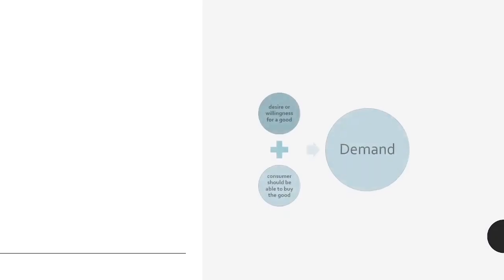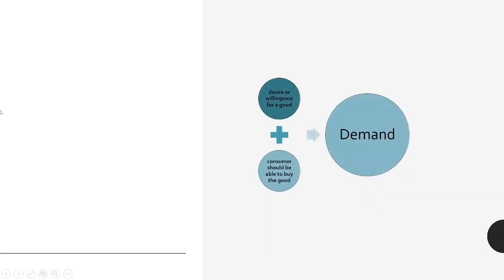The first topic is demand. So what is demand? We hear demand every now and then, like demand for this good. But what is demand? Demand is desire or willingness to buy a good. But this desire alone cannot form demand. You should have the ability to buy the good. So the demand should be effective, meaning the consumer should be able to buy the good in terms of money. So desire or willingness for a good plus the consumer's ability to buy the good forms demand. So this forms an effective demand.